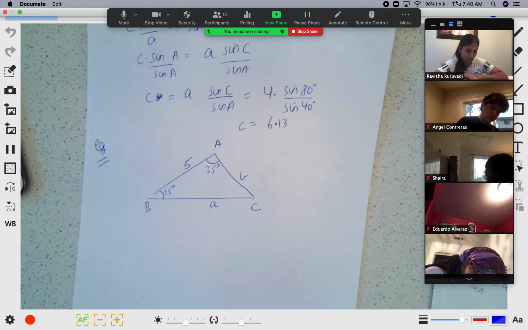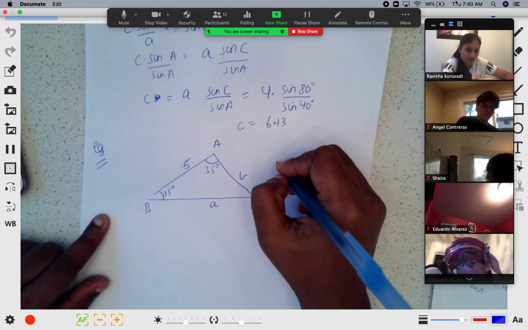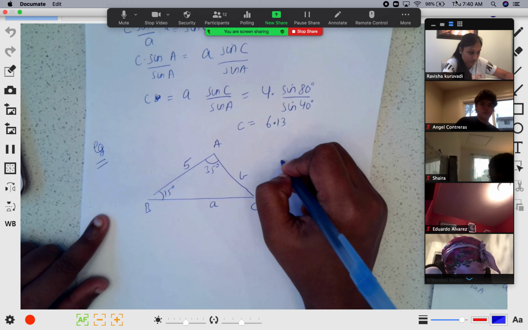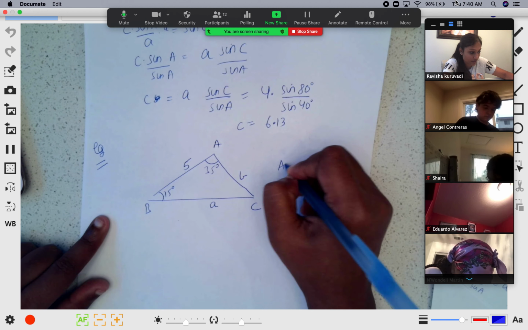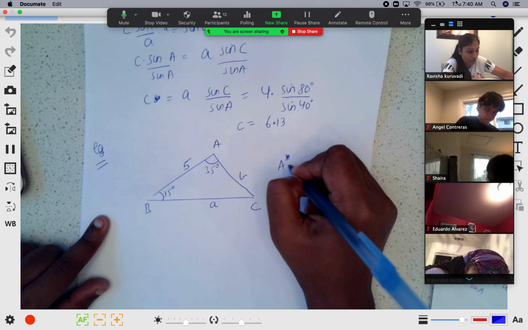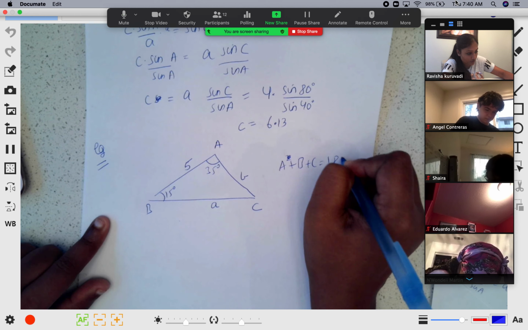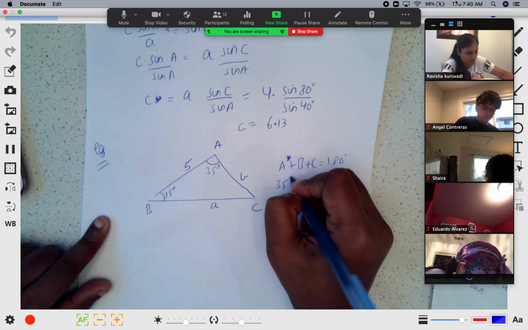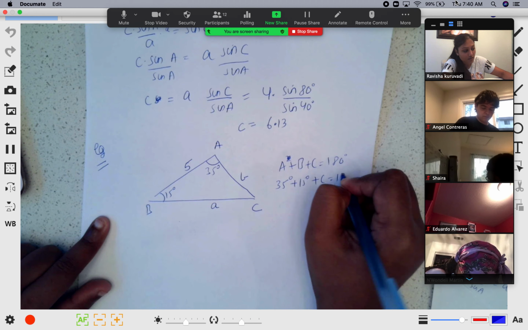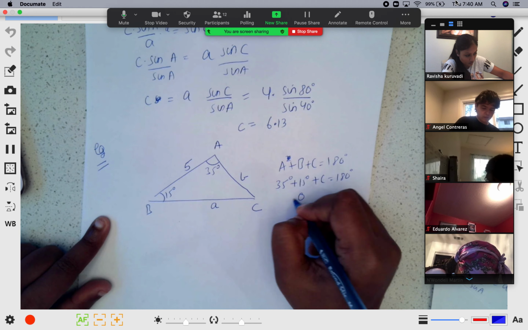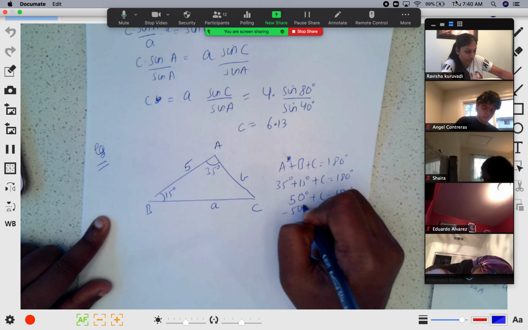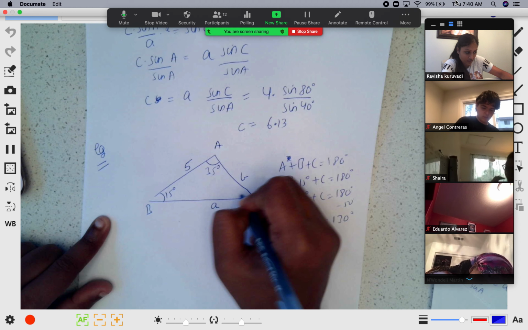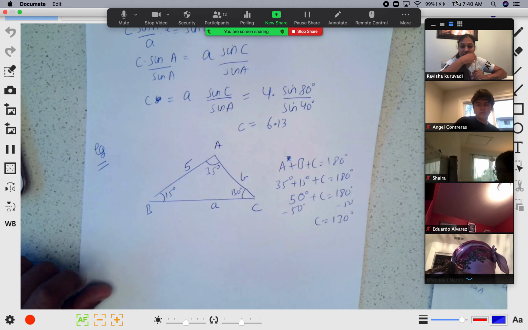So what I would do first is find angle C, because that's the only one that has a side. I would subtract both angles from 180. The formula is A plus B plus C equals 180 degrees. So 35 degrees plus 15 degrees plus C is equal to 180 degrees. You subtract 50 from 180 and you get C as 130 degrees. Okay, what's the next step?